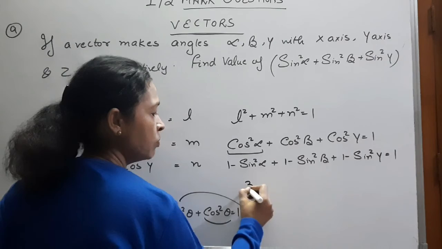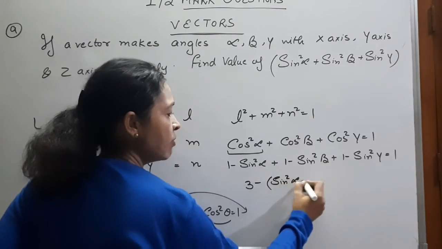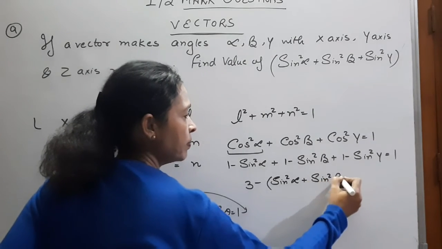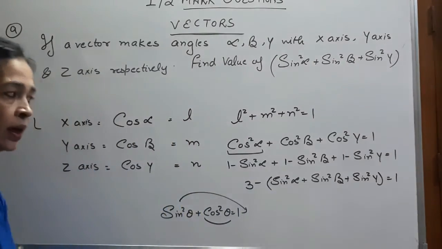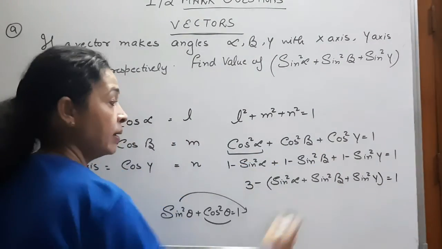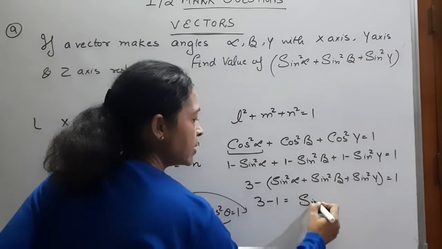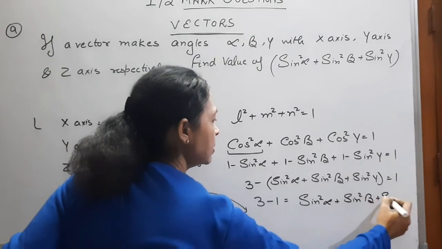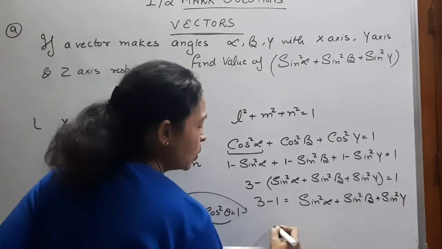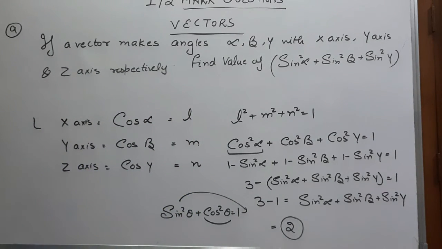1 plus 1 plus 1, we have 3 minus, and inside we have sine square alpha plus sine square beta plus sine square gamma, and this equals 1. Taking this whole bracket to the right-hand side and 1 to the left-hand side, 3 minus 1 equals sine square alpha plus sine square beta plus sine square gamma. Therefore, our answer is 2. The value of sine square alpha plus sine square beta plus sine square gamma is 3 minus 1, that is 2.